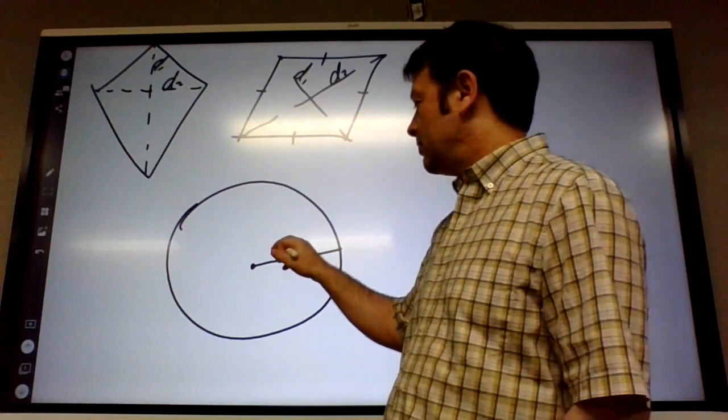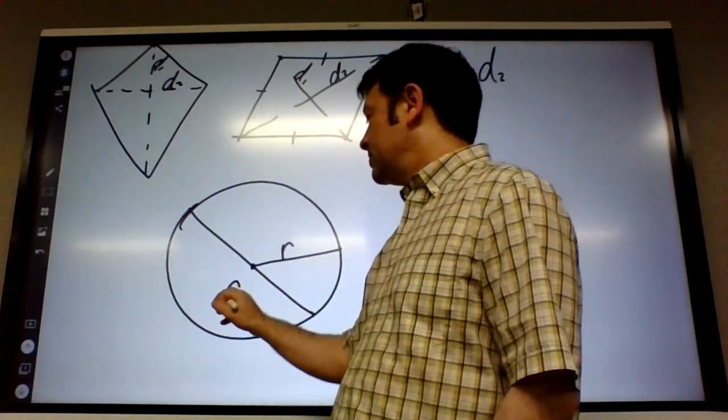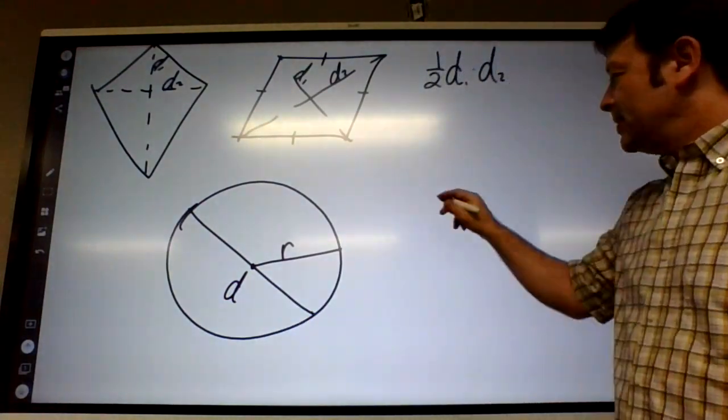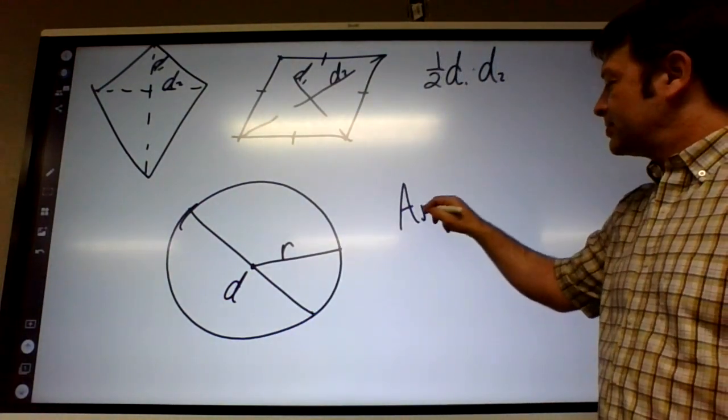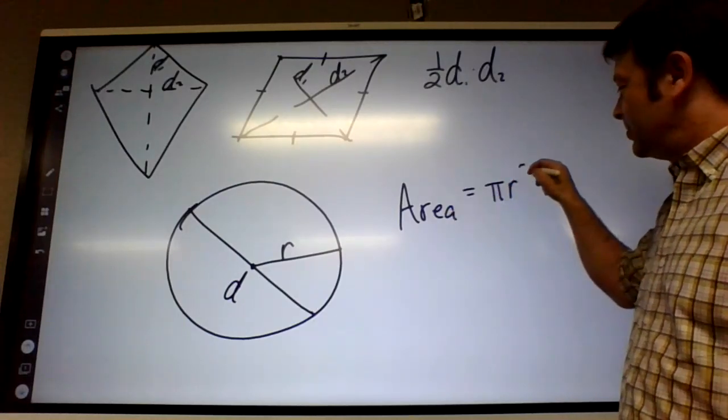Okay, what is this? Radius. What is that? The diameter. And a diameter is 2 times the radius, right? Yeah. How do we find the area of a circle? Pi r squared. Wow, we remembered.